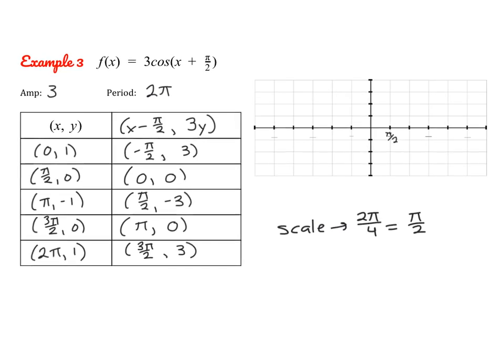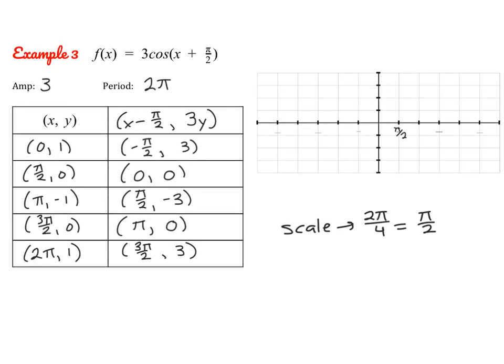And then let's determine our midline. So we don't have any vertical shift, so our midline is going to be the x-axis. Since our amplitude is 3, I'm going to start at the midline and go up 3 for our maximum, and then down 3 for our minimum. And now we can start plotting our points.